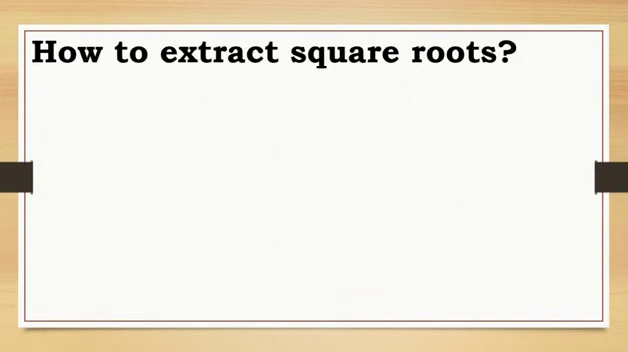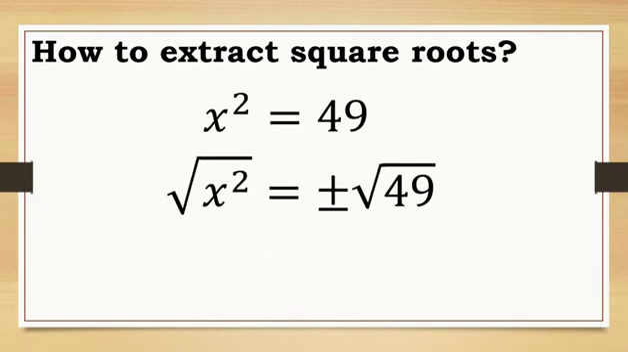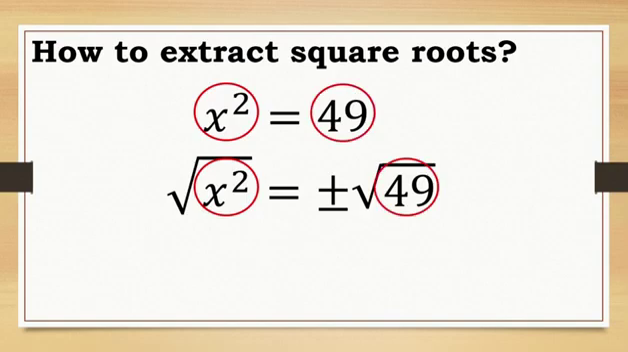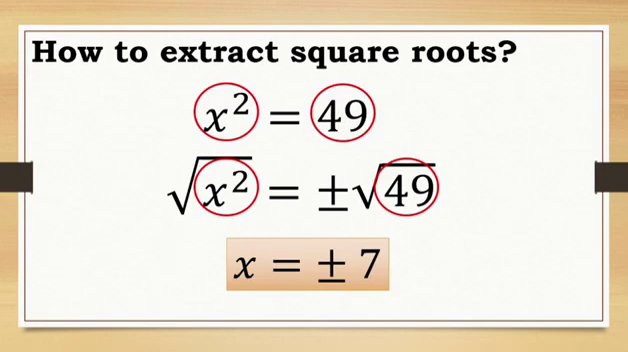Alright, how to extract square roots? Okay, since our given is a perfect square, we all know that 49 is a perfect square. So, medyo madali kapag ang number natin ay perfect square. Alright, so first, get the square root of both sides. So, we will have square root of x squared is equal to positive or negative square root of 49. So, next step, get the square root of x squared. So, we have x. And square root of 49, that will become 7. So, therefore, our solution is x is equal to positive or negative 7.